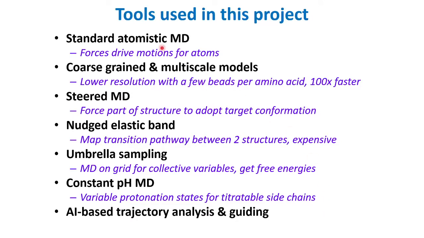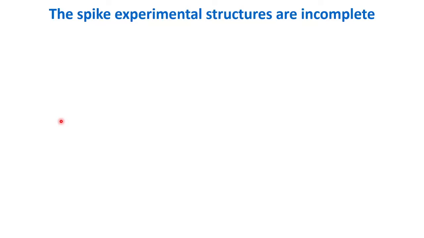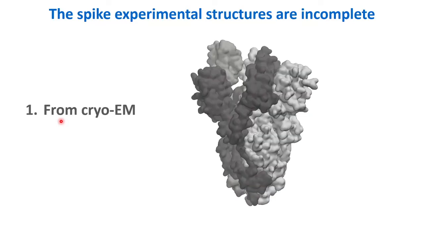I'm not going to get into these, but for those of you that know different simulation methods, this is just a list I made of some of the things that went in to the calculations that we're doing. We do a lot of atomistic MD and some coarse grain multi-scale models, and then advanced sampling techniques and so on. Okay, so back to our spike now. We want to simulate this, and so we need to start out from our experimental structures. And so this is an example of one from cryo-EM experiments.